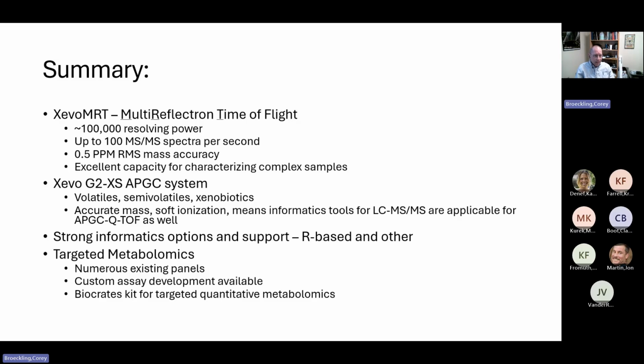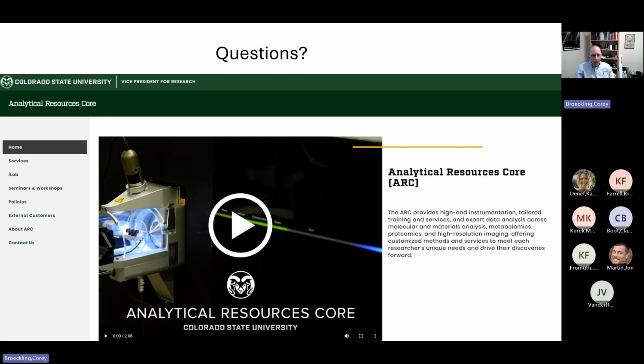And then finally, I wanted to highlight some of the targeted metabolomics options. We have a lot of existing panels that are available, many of which are absolute quantitative panels. And we also have the ability to implement new assays for you at your request. And finally, I highlighted the Biocrates kit for targeted quantitative metabolomics. And with that, I will open it up for questions.